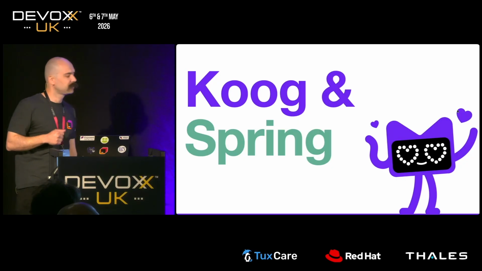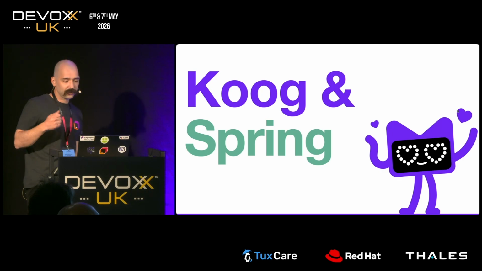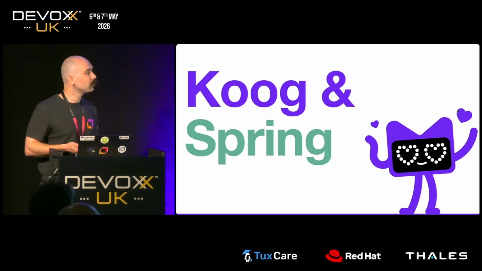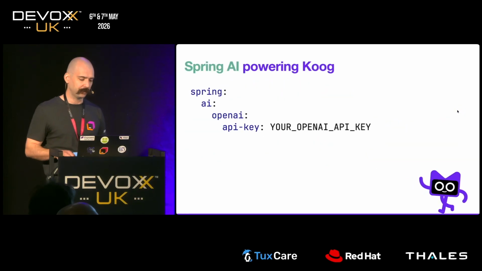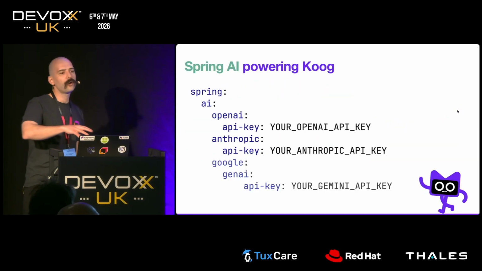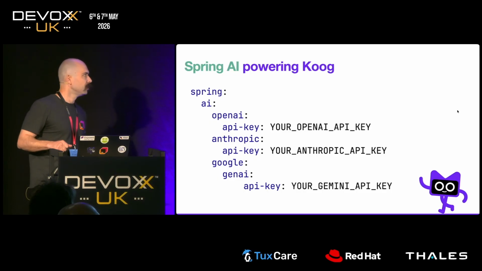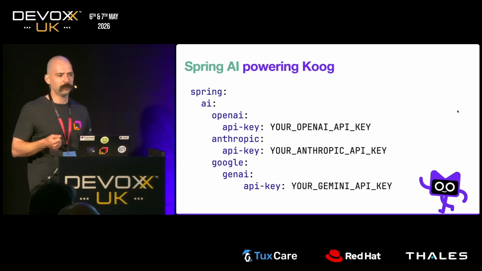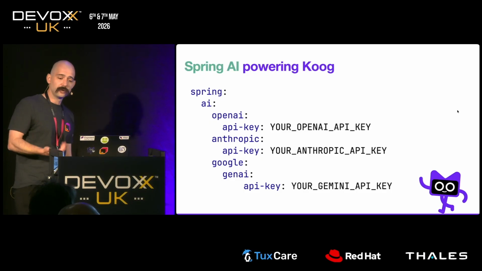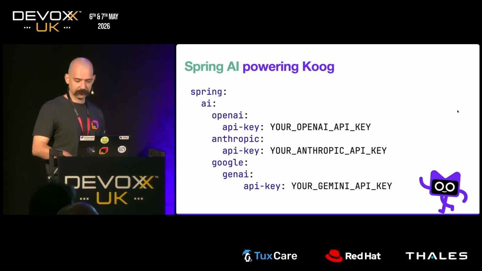And since a couple of versions, we've already had Spring support, but since the latest release, we also have Spring AI support. So what does Spring AI support mean? You can have Spring AI powering Koog instead of Koog powering everything. So if you have an existing Spring AI configuration where you, for example, set up OpenAI, Anthropic, and Google, this can now power your Koog application.